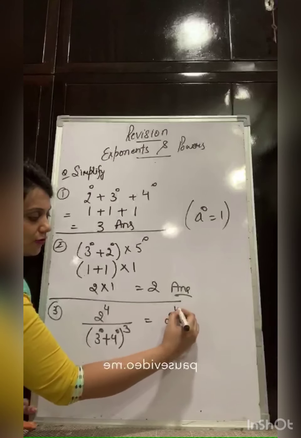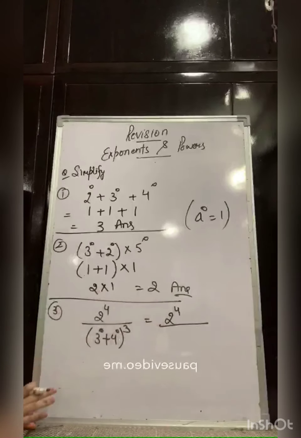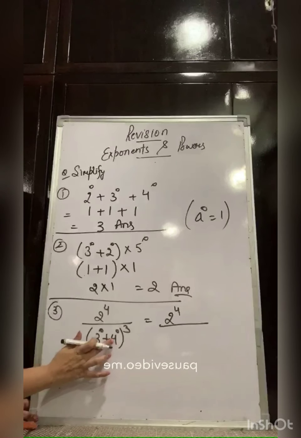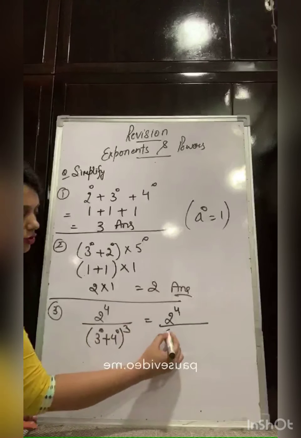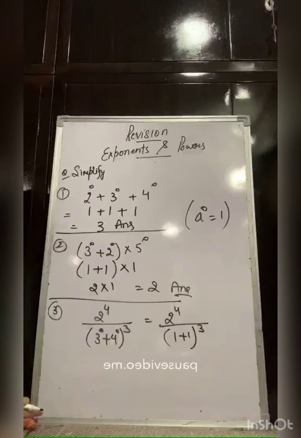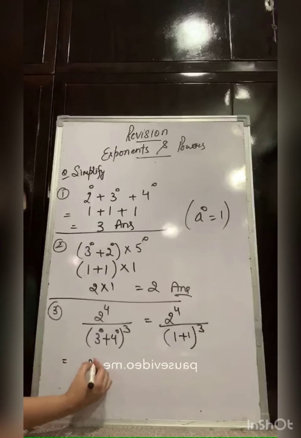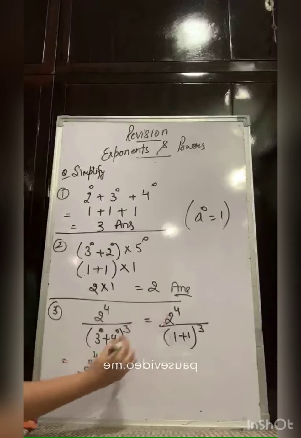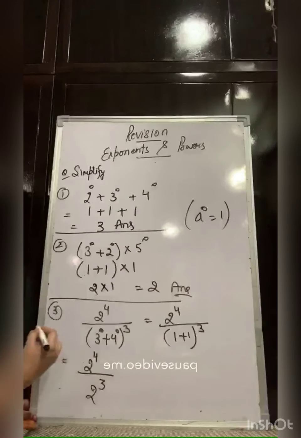2 raised to power 4, let us write as it is. Then 3 raised to power 0 is 1. 4 raised to power 0 is also 1. So in the denominator we will get (1 plus 1) whole cube. It will become 2 raised to power 4 over (1 plus 1), which is 2 cube.